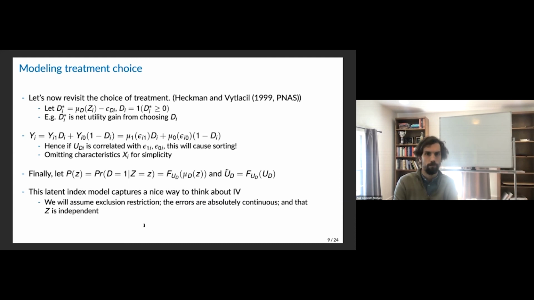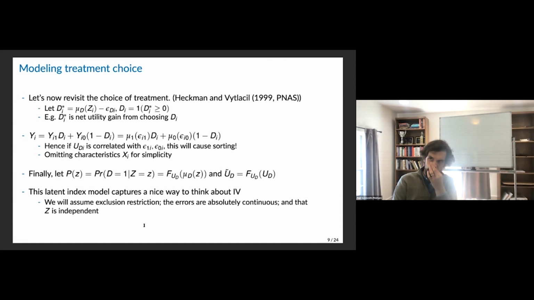And what we're going to be talking about is we're going to be using that in the IV setting to actually think about the economic model of treatment choice. And so this is coming from Heckman and Vytlacil's 1999 PNAS paper. They have a number of papers on this topic, but we're going to focus on this particular one, this particular setup.